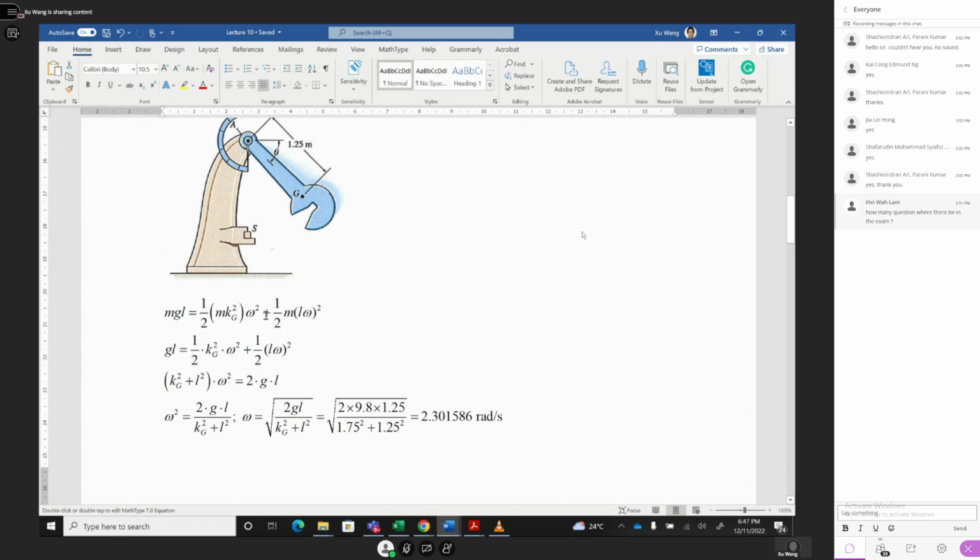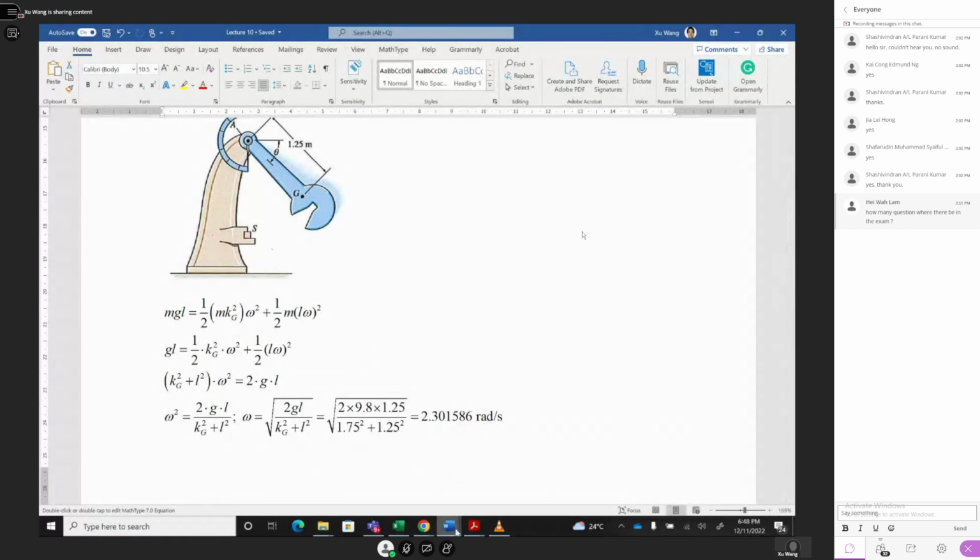Get the two energies together. So you cancel the m, and you get gL equal to this one, and then you solve: take the omega square common things out, multiply 2 to here, and then you calculate omega square should be equal to 2gL divided by k_g square plus L square. Omega is the square root, and you put the 2, 9.8, 1.25, 1.75 square plus L is 1.25 square, and the result is 2.30. That's the radian per second. This is the result for the omega.